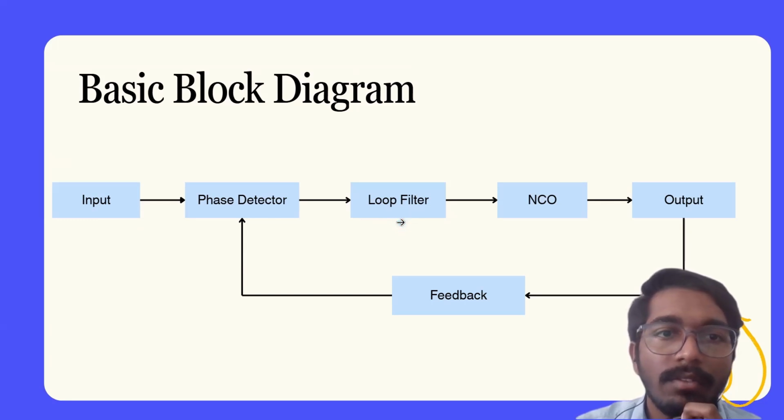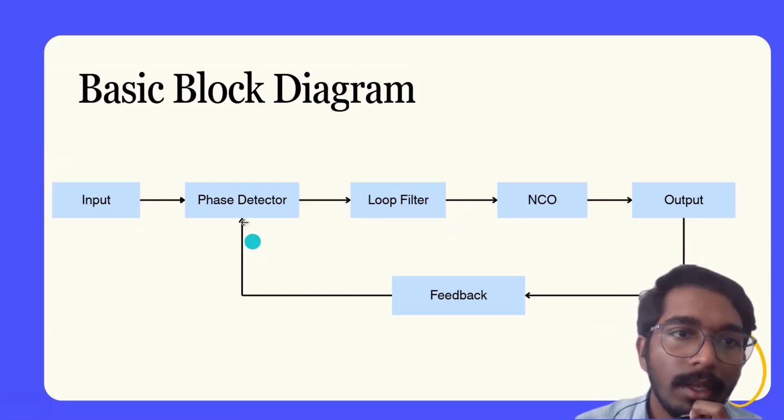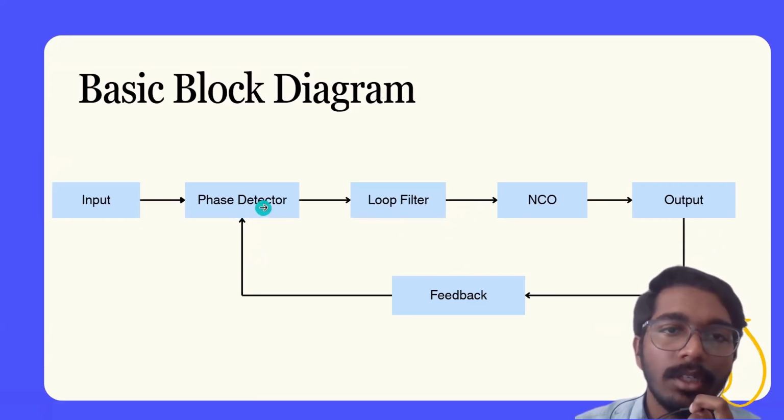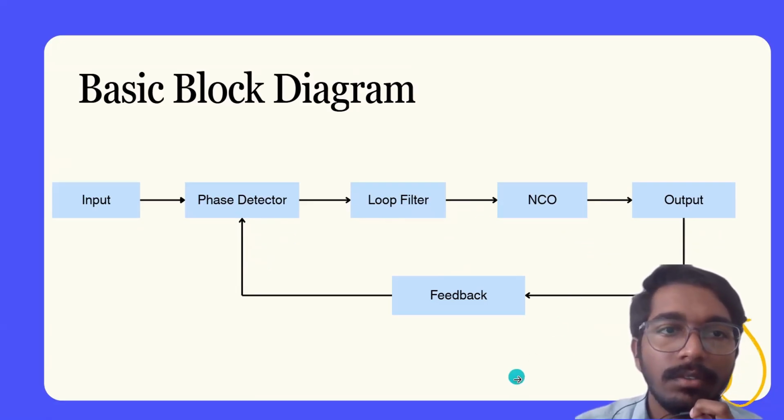Then the filtered signal is used to control the NCO. The NCO adjusts its frequency and phase accordingly. Finally, the output of the NCO is fed back to the phase detector, creating a closed loop system that continuously reduces the phase error until the system locks. So overall, the DPLL works as a feedback system that automatically corrects phase differences.